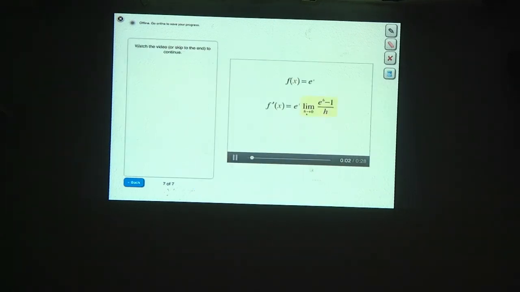Right, this limit equals 1, so the derivative is e to the x times 1, which equals e to the x. So the derivative of e to the x is indeed the very same function, e to the x. And finally, here's another way to write this fact. This d over dx here means we're taking the derivative of the function inside the parentheses here. So you can read this equation as the derivative of e to the x is e to the x.